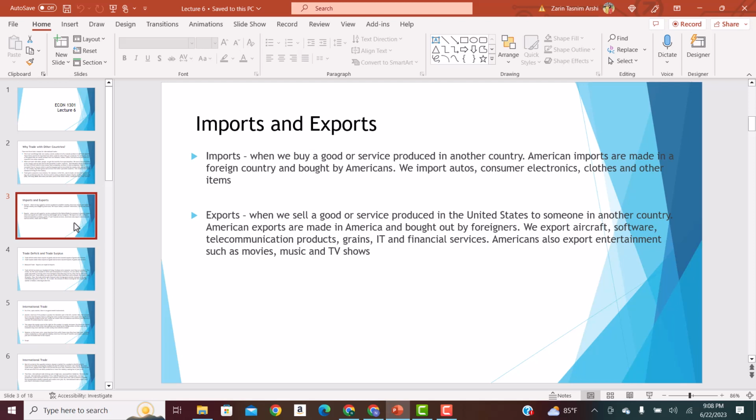Some of the items that the U.S. exports are aircraft, software, telecommunication products, IT, and financial services. America also exports entertainment such as movies and TV shows. Hollywood movies are watched everywhere in the world, whether in Europe, Australia, or Asia. We export that and earn the income from that. So it's very important we understand imports and exports, because these are the basis of trade.